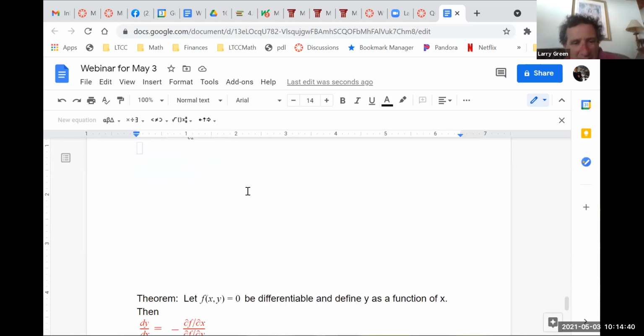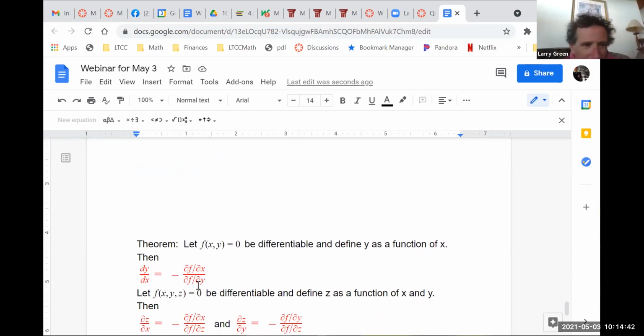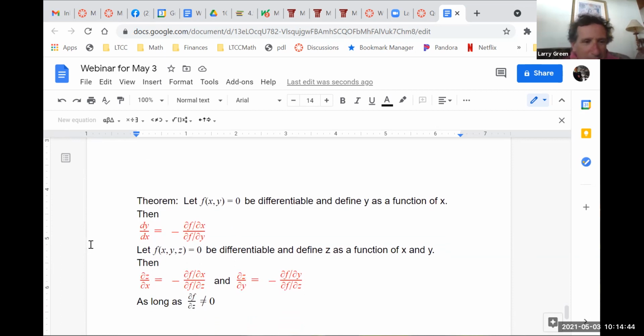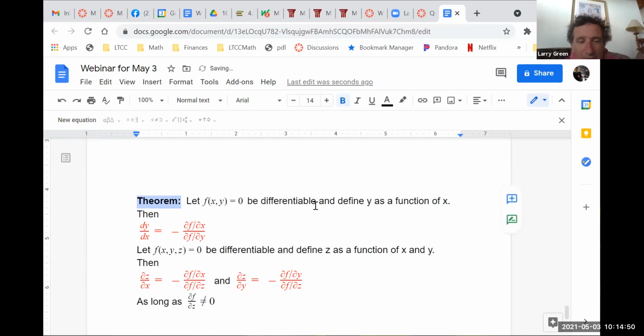And I'm going to skip to the chase because we're almost out of time. And this is the big theorem: let f of x, y be equal to 0, be differentiable, and define y as a function of x. Then dy over dx equals del f over del x divided by del f over del y times -1. Very important that it's negative. And that has to do with moving things over and shifting. You can trust me on it.